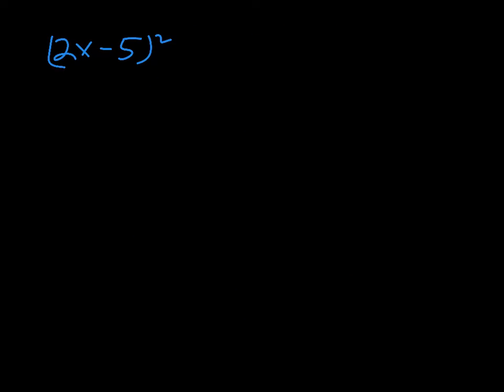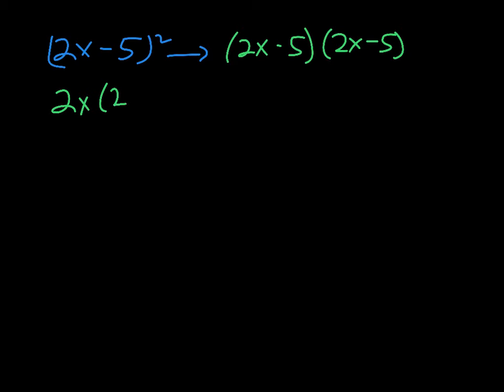Okay, so we have (2x minus 5) squared. What do we mean by (2x minus 5) squared? Well, this translates to (2x minus 5) into (2x minus 5), right? Now we can distribute the content of one of the brackets to the other bracket. That's going to become 2x into (2x minus 5), minus 5 into (2x minus 5).